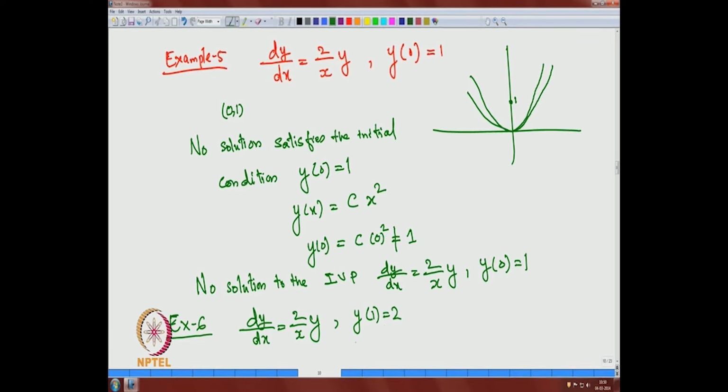So, it can be shown easily that y of x, we have already seen the solution is of the form c x square, and you are looking for y at 1 is equal to c into 1 square, which you want this to be 2. So, this implies that c is equal to 2. So, therefore, y is equal to 2x square, y is equal to 2x square is a unique solution.